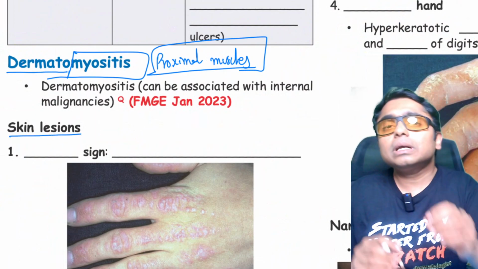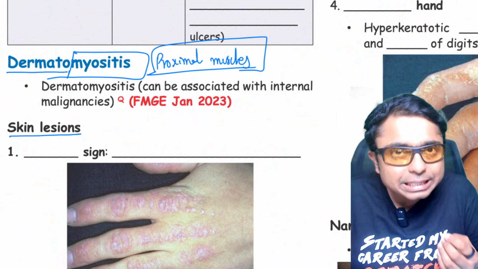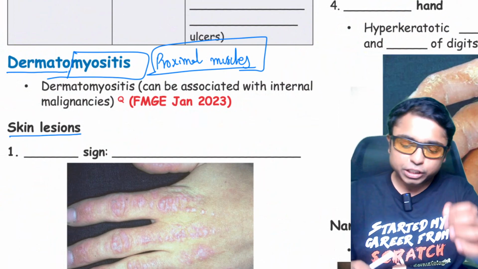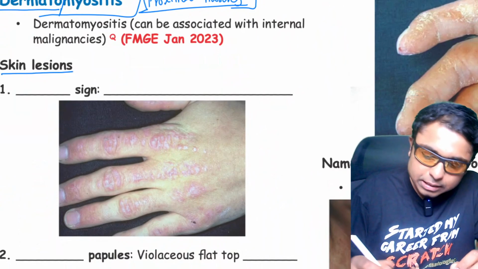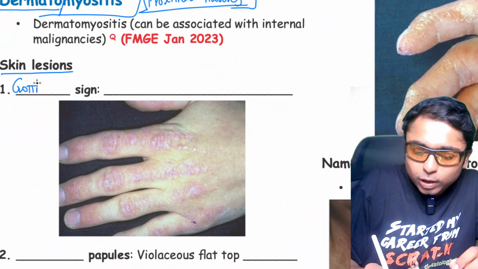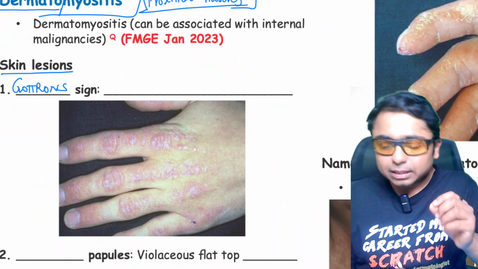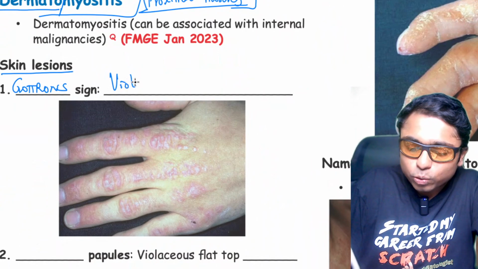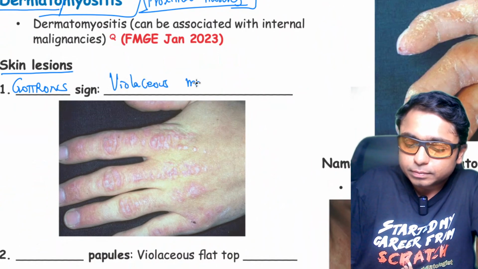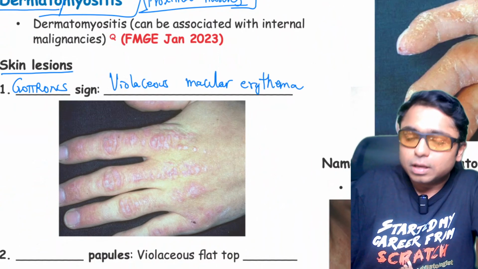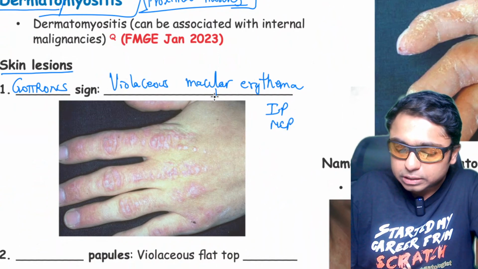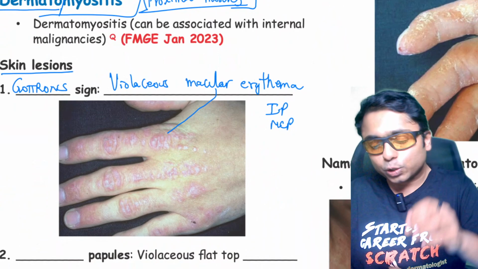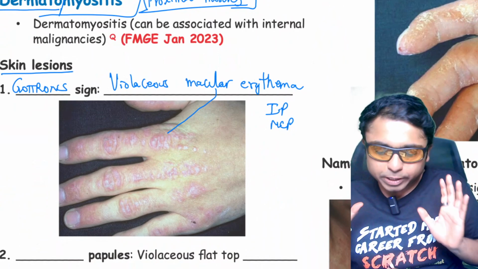And what are the clinical features? So I will tell you what are the important skin lesions which you should write in the examination. So first, remember, there are so many named signs associated with dermatomyositis. So first one you need to remember is called Gottron's sign, where the patients are going to present with violaceous macular erythema over the interphalangeal joints and also metacarpophalangeal joints. You are able to see this violaceous macular erythema present over the interphalangeal joints and also MCP joints.